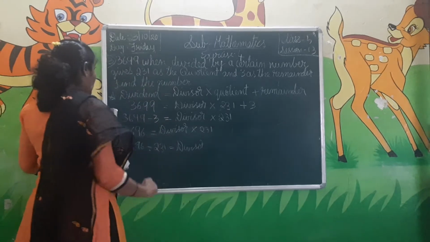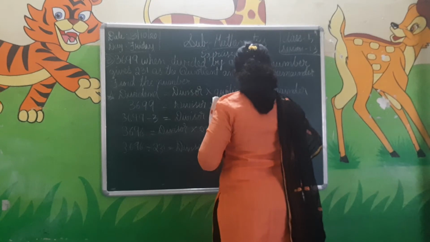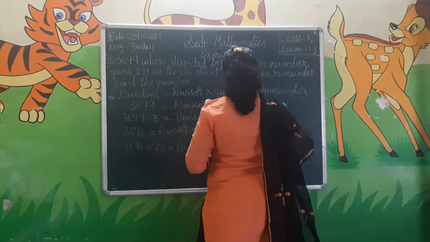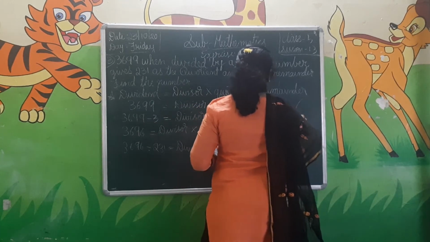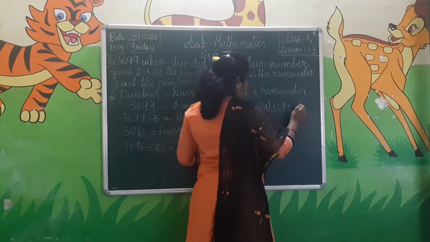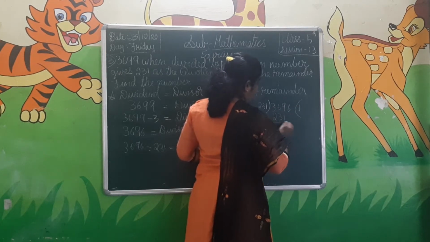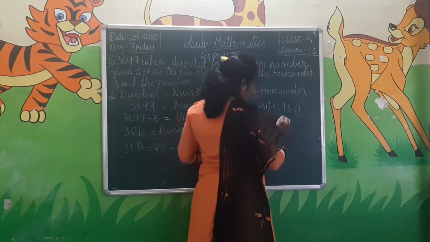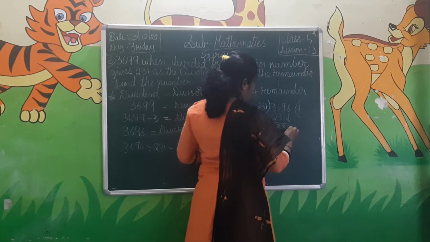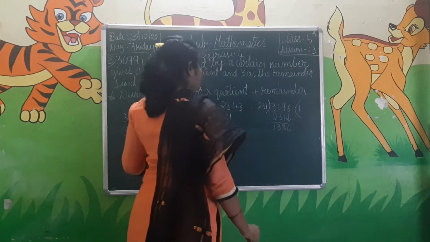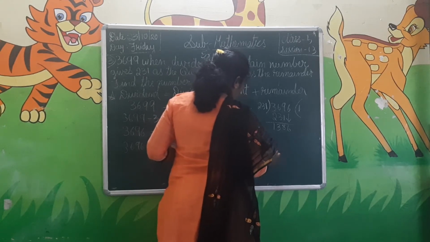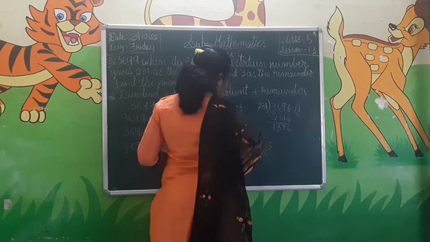Now start doing the division. 3696 divided by 231. First we have to take the first three numbers here. 369 minus 231: 9 minus 1 is 8, 6 minus 3 is 3, 3 minus 2 is 1. Then we have to bring the 6 down, and it will become 1386. Better you go for the multiplication: 5 ones are 5, 5 threes are 15, 5 twos are 10, 10 plus 1 is how much?